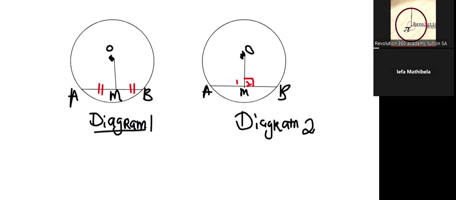So this basically means to say, on diagram number one, we get the theorem that says the line drawn from the center of the circle to the midpoint of a chord is perpendicular to the chord. So we have M1 and M2, and we are given that AM is equal to MB.